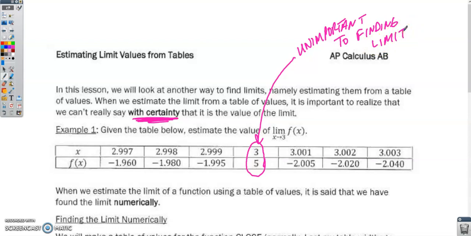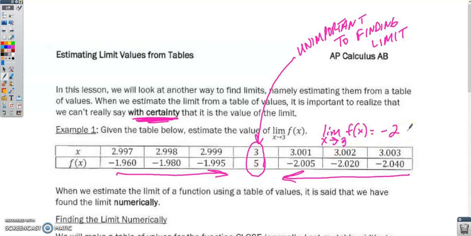Because the limit and the function value do not necessarily have to be the same. What is important when we're talking about finding the limit is the values that the function is approaching as x gets closer to 3. So if you look at the rest of these function values in the table, it looks like the function values are getting closer and closer to -2 as x gets closer and closer to 3. So we are going to estimate that the limit as x goes to 3 of f of x here is equal to -2.